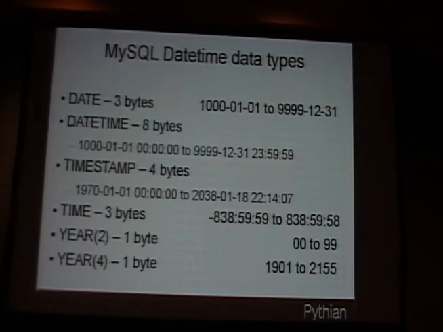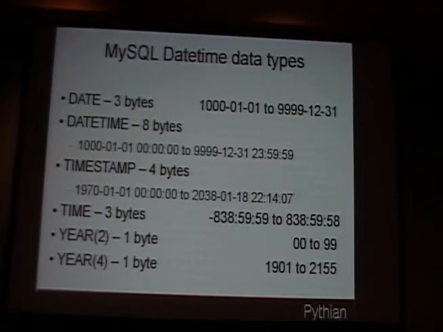So, MySQL date time data types. We talked about what they were, but now here's a little more information. Date is 3 bytes long, and you get from January 1st of the year 1000 to December 31st, 9999. Datetime is 8 bytes, and you basically get the same date range, but from midnight on the 1st to 11:59 p.m. on the 31st of 9999. Timestamp itself is 4 bytes.